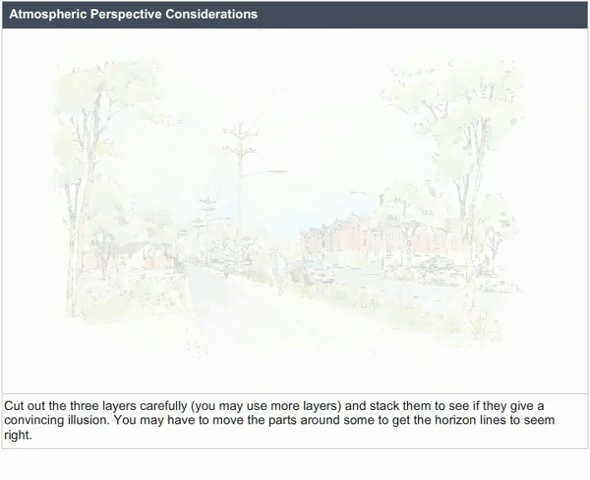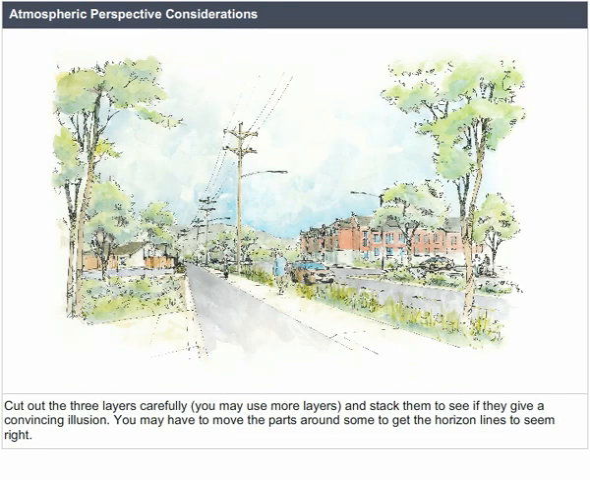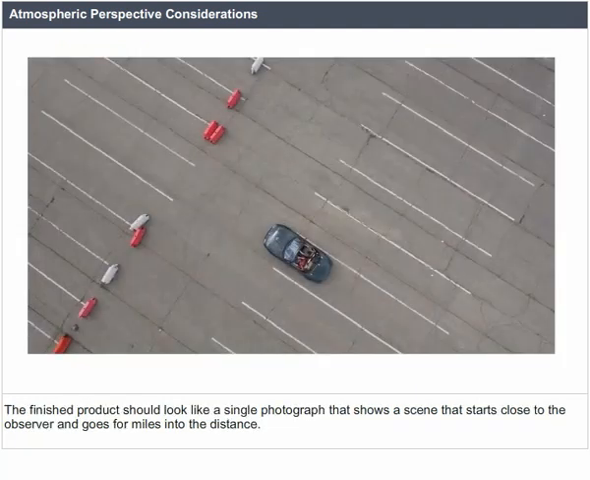Cut out the 3 layers carefully. You may use more layers and stack them to see if they give a convincing illusion. You may have to move the parts around some to get the horizon line to seem right. The finished product should look like a single photograph that shows a scene that starts close to the observer and goes for miles into the distance.